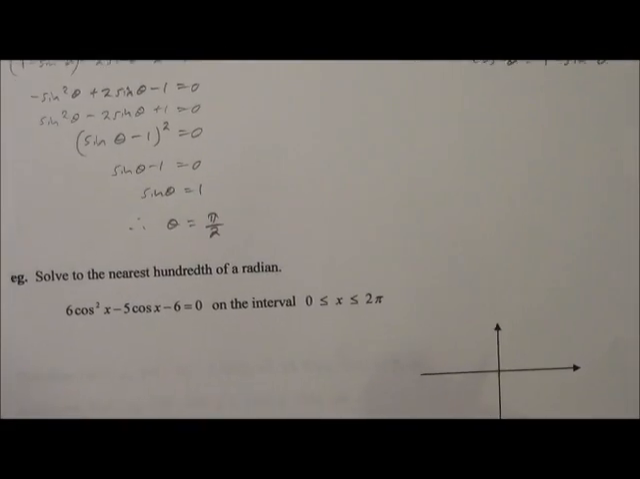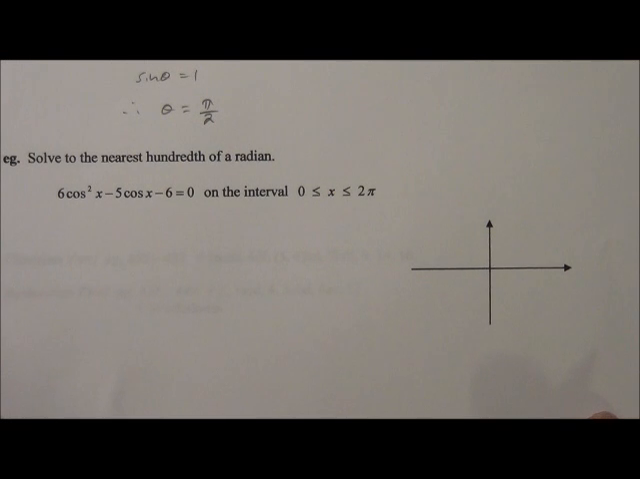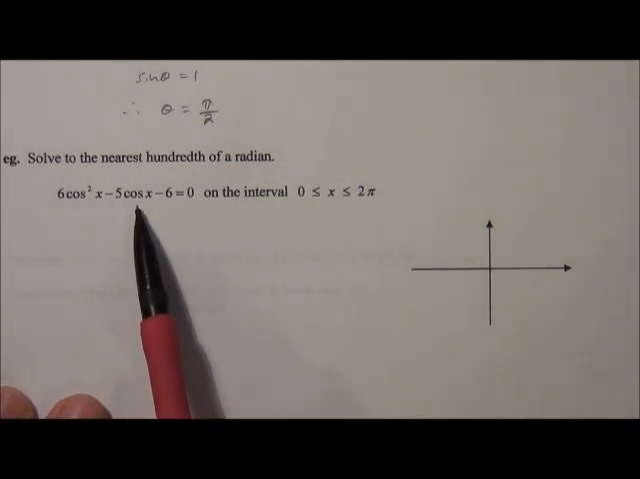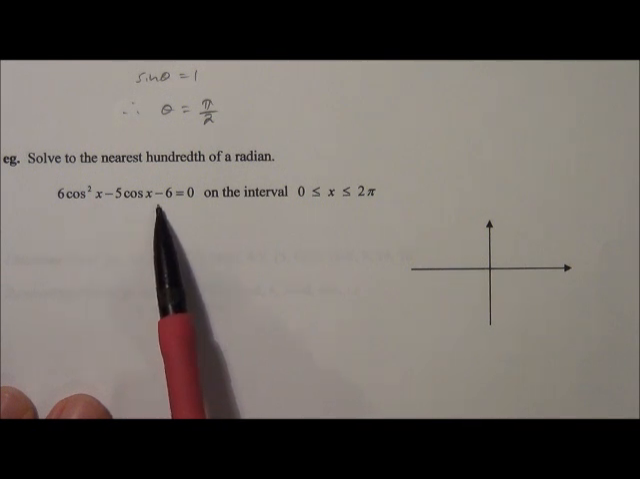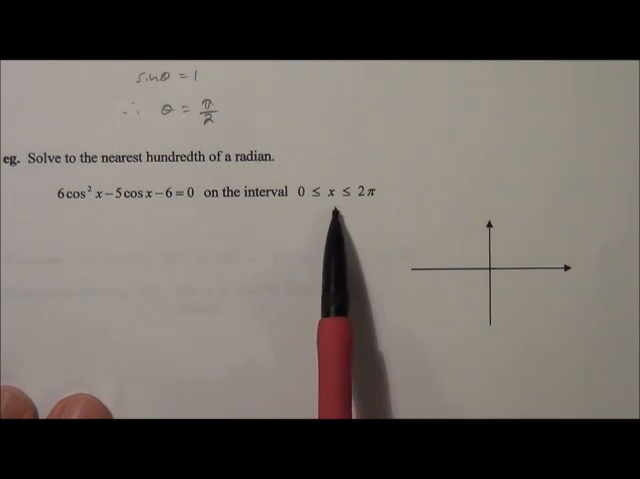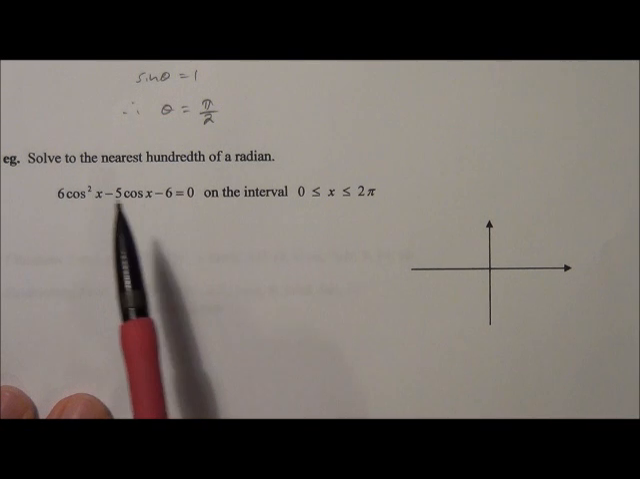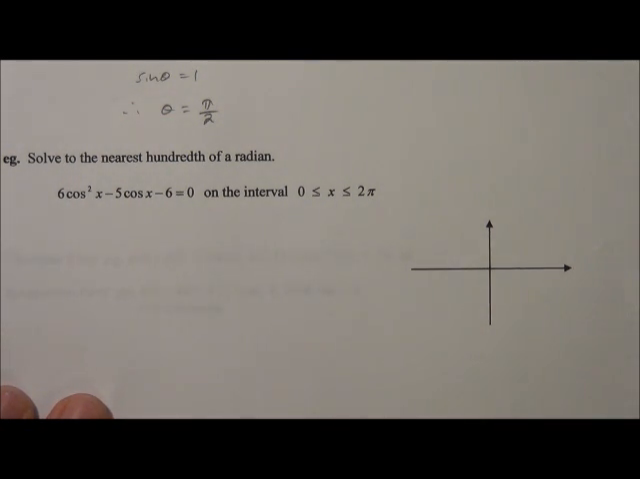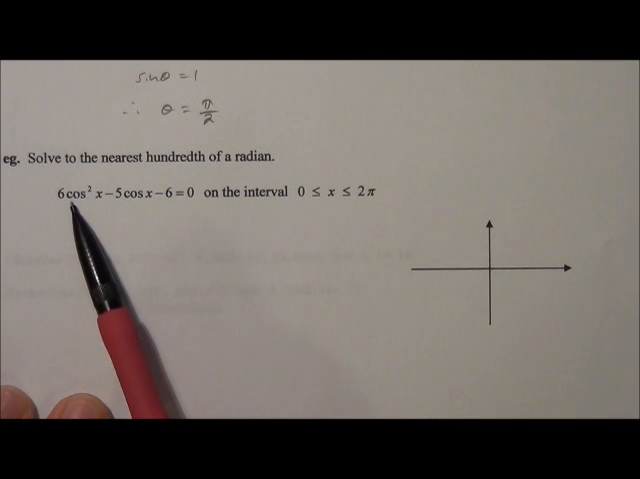Now we'll move along to this next example on the first page here. We want to solve this to the nearest hundredth of a radian. We've got 6 cos squared x minus 5 cos x minus 6 equals 0 on the same domain. So we need to factor this. You can either use decomposition or sum across products. So please pause the video and factor this.